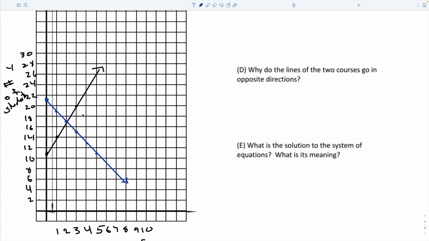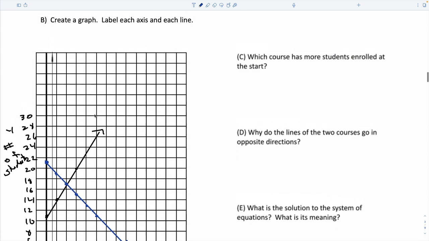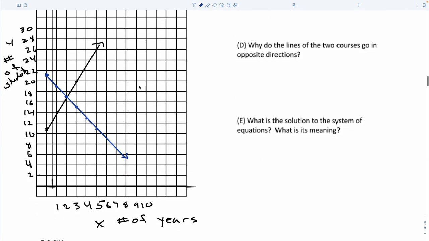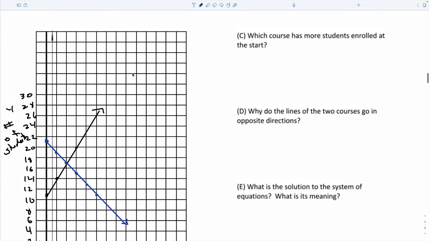Give me a thumb up if you have something that looks kind of like that. If you are lost, raise your hand with a question. Cool. Okay, so now that you have your graph, let's chat about what it means. Which course has more students enrolled at the very start? Look at year 0, then year 1. Alexis. Advanced is way higher. It's at 21. That is blue. Advanced course is higher.